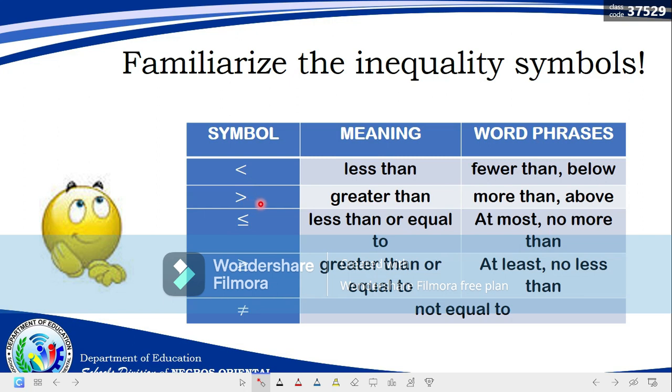And this symbol is greater than, the same as more than or above. For this symbol, it means less than or equal to. Under word phrases, you have at most or no more than. And this symbol means greater than or equal to. Under word phrases, you have at least or no less than. And the last one is not equal to. This is very simple.